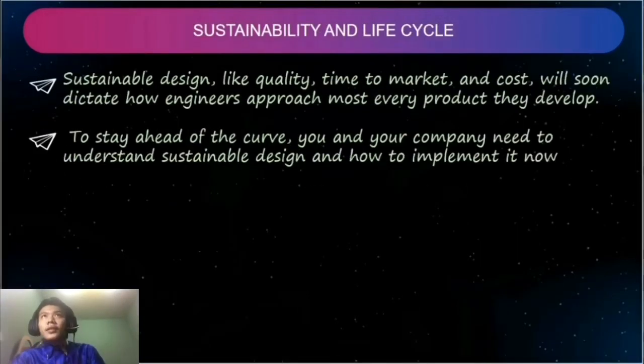Okay, sustainability and life cycle. What is sustainability and life cycle? Sustainable design is like quality, time to market, and cost; it will soon indicate how engineers approach almost every product they develop. Okay, they stay ahead of the curve. You and your company need to understand sustainable design and how to implement it.